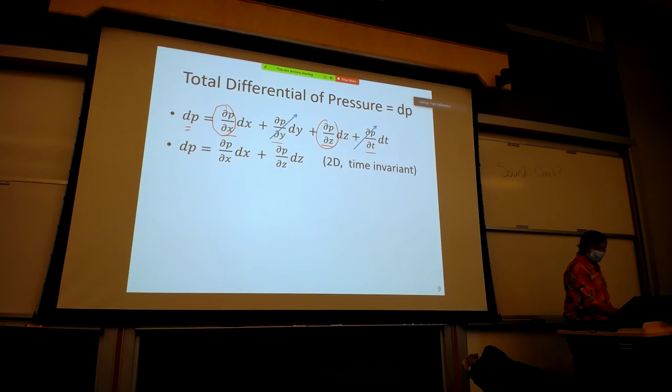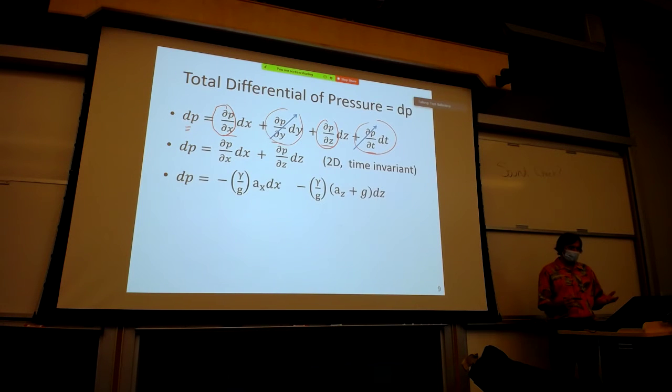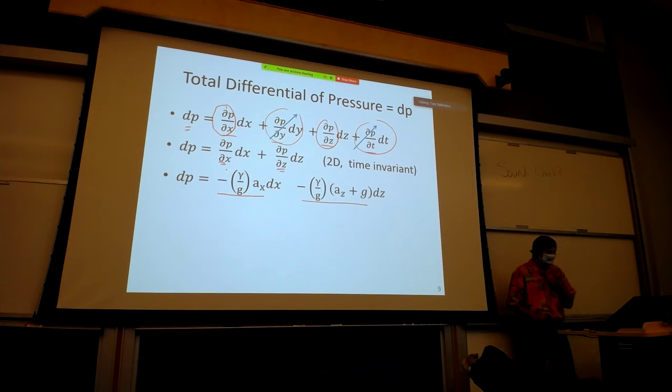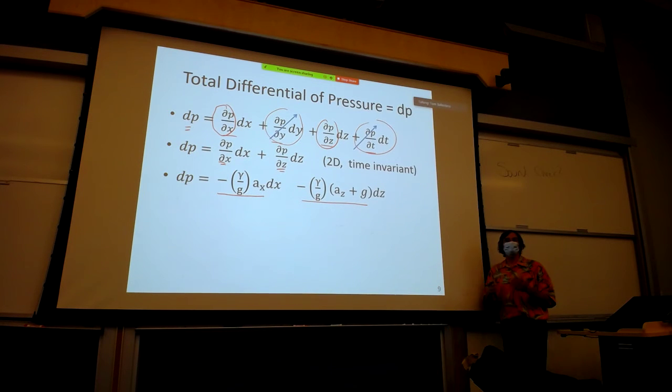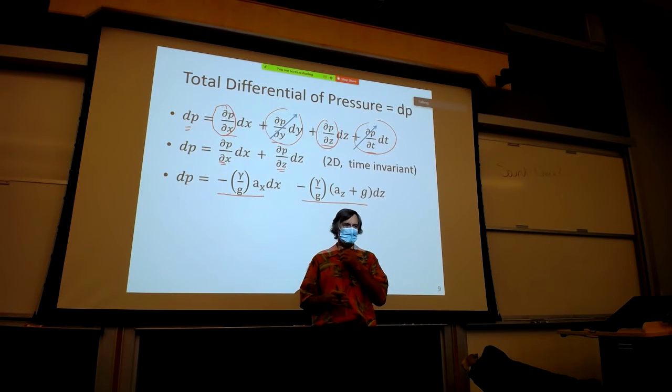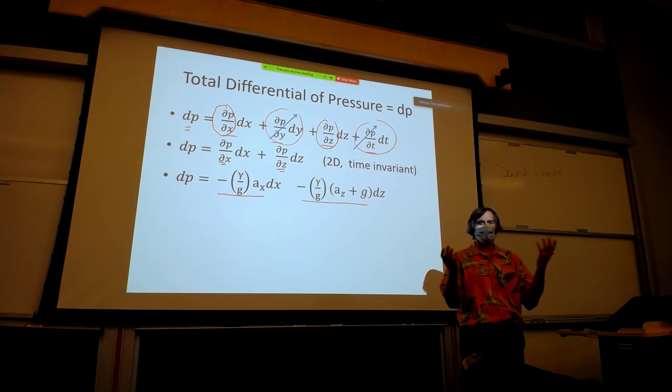So we're going to look at the two-dimensional form of the total differential of pressure equation. So we got rid of the y and the t variables. So the second line here on this slide is the two-dimensional form of the acceleration of fluid masses equation. And dp dx is minus gamma over g ax. That was the previous slide. dp dz is this term. And so all we did was substitute in for those two terms to get another equation, but we got rid of those partial derivatives. And once we all have simple ordinary derivatives, these equations are really easy to integrate.